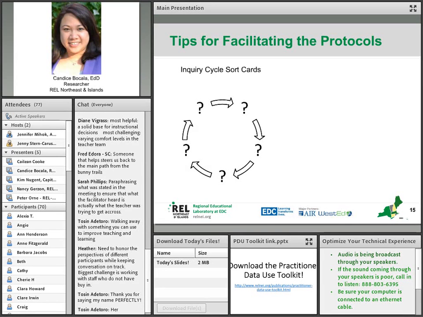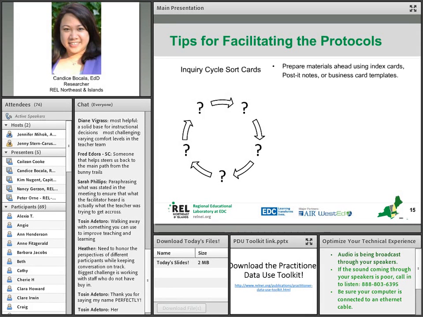So, tips for facilitating the protocols. The inquiry cycle sort cards is one of our protocols, and we're going to go through three of them just in this short webinar. One of the activities we start with is having the participants look at a blank cycle, and in front of them they have some steps for the inquiry cycle that are already printed out and on their table on small index cards. And then we ask them to sort those cards into what they think is representative of an inquiry cycle.